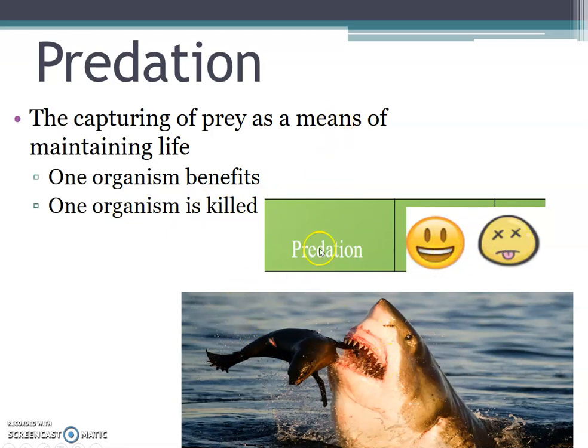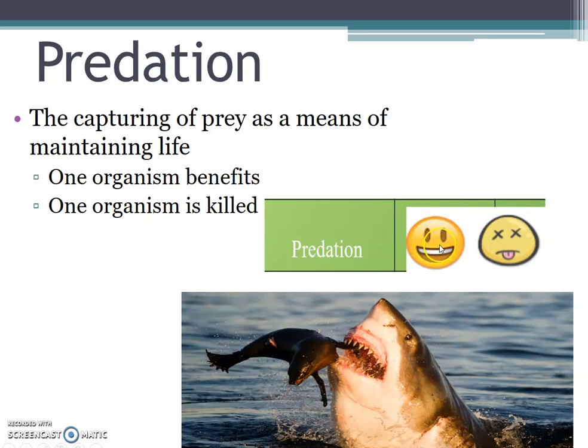In this scenario, when we talk about the symbiotic relationship, predation, we're talking about predator and prey. That means the capturing of a prey as a means of maintaining life. So this would be an example of two animals or two organisms interacting in a predation type of relationship. You have one seal that's going to be eaten by the big shark. So let's think about these faces. This helps us to remember what each one of the symbiotic relationships are. We have two faces because there's two different organisms.